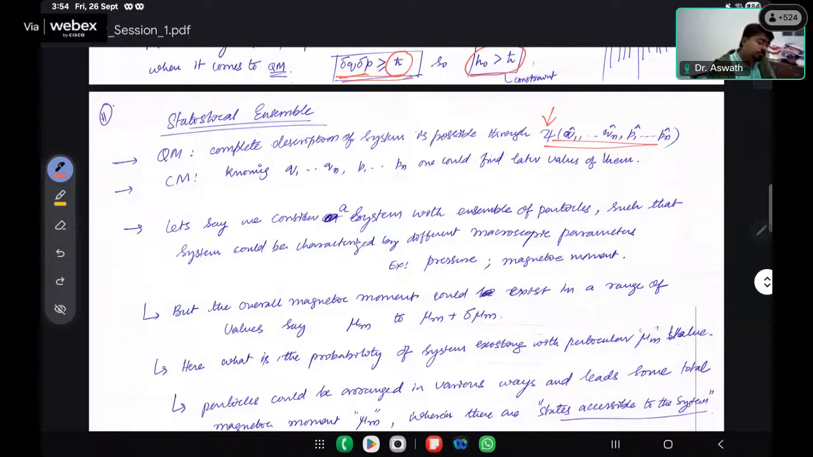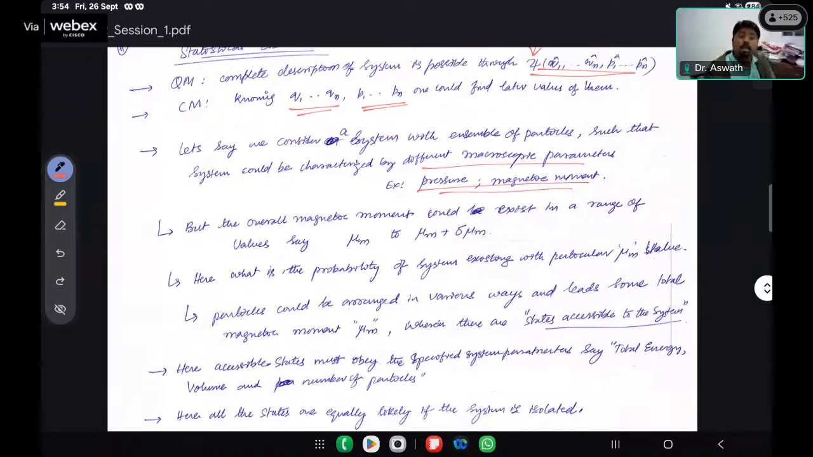Classical mechanically, we simply know the position and the momentum. That is enough to find what the system will be at later times. Okay, but here we are considering a system with an ensemble of particles. Many particles are there. Such a system should be characterized by different macroscopic parameters, for example, pressure and magnetic moment.